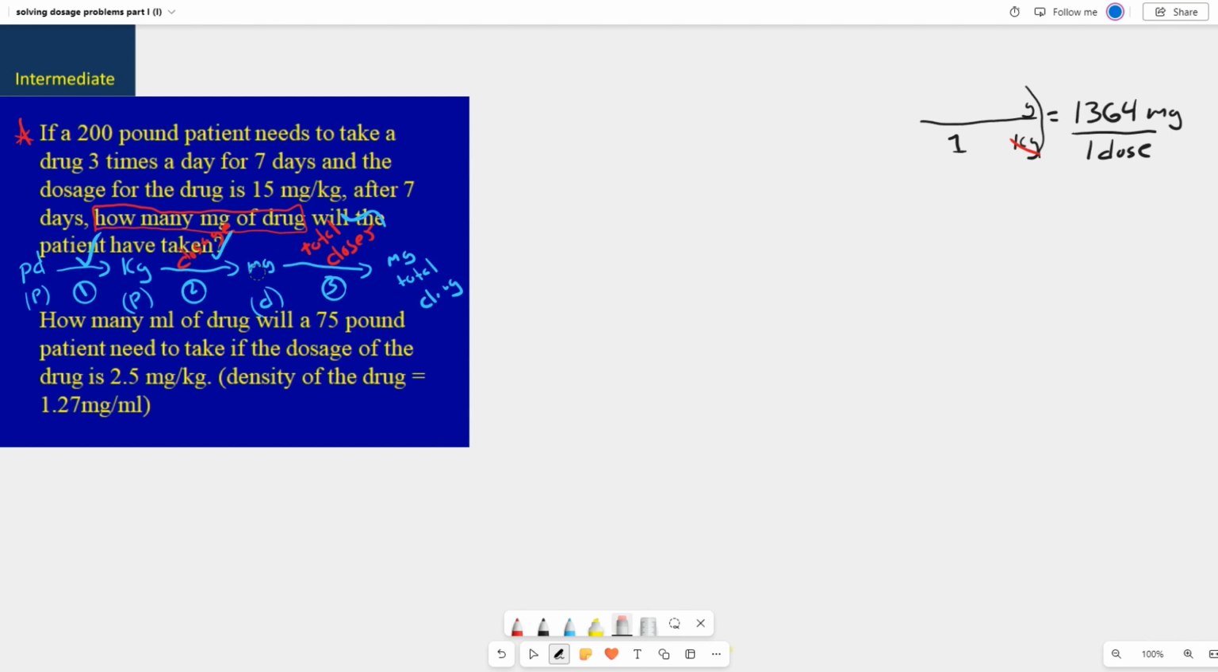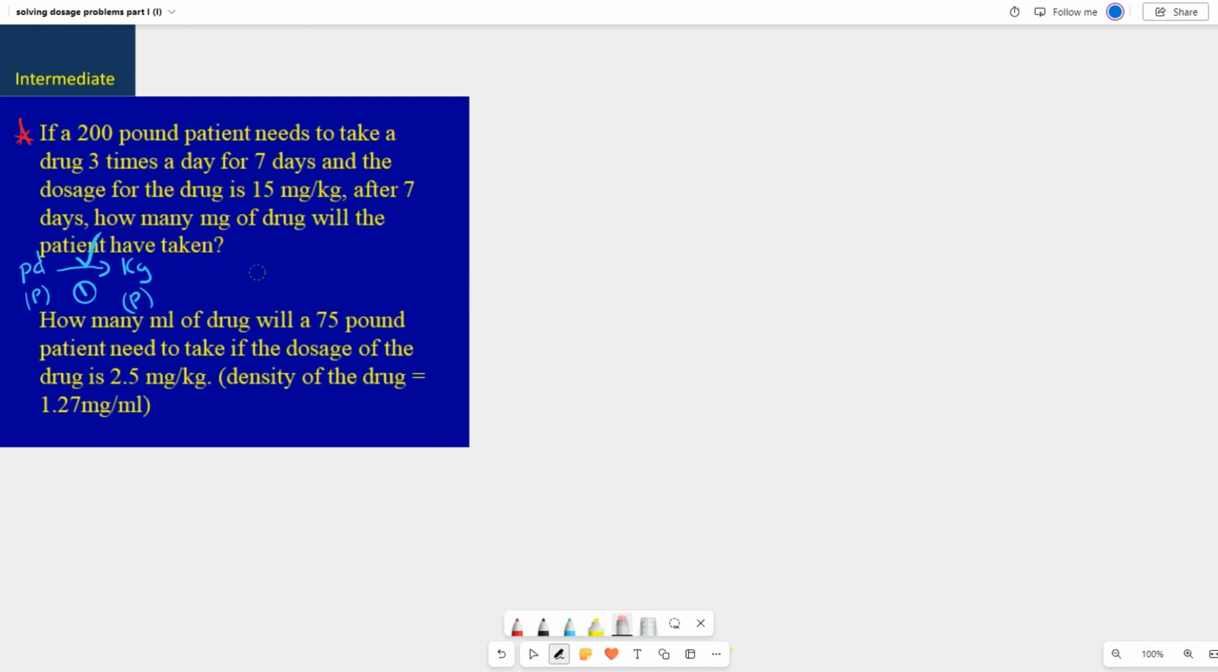The second problem brings in a common situation, and that is when you're looking at a liquid medication, you often need to mix in densities with dosages. So this second problem down here has a density associated with it. Let's take a look at it. It says, how many milliliters of drug will a 75-pound patient need to take if the dosage of the drug is 2.5 milligrams per kilogram and the density of the drug is 1.27 milligrams per milliliter?